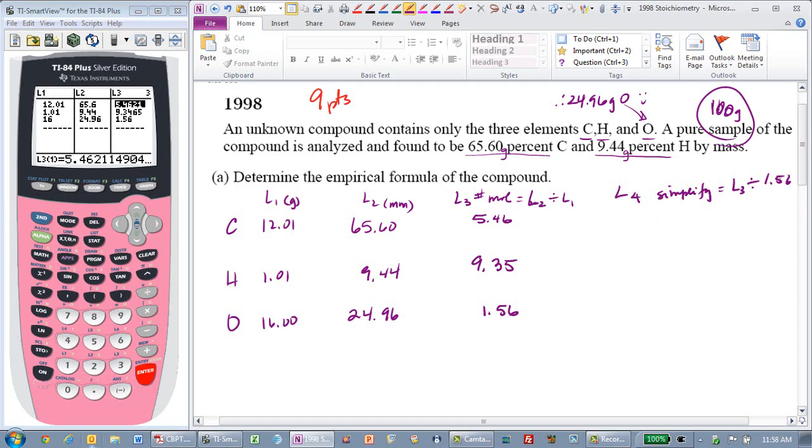Why the smallest number, you ask? Because I want a guaranteed 1, and everything else should come out in a multiple of that. If not, well, I may have to double the whole batch or triple the whole batch. Depends on what the numbers come out to be. So I'm going to scoot over and up to L4, take everything in L3 and divide it by the lowest number of moles I have, which is this 1.56.